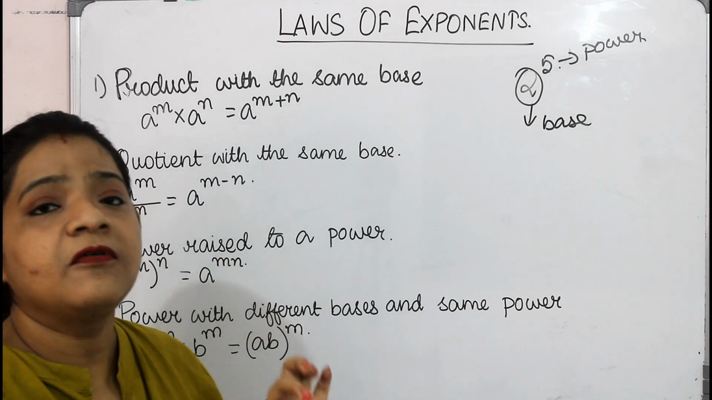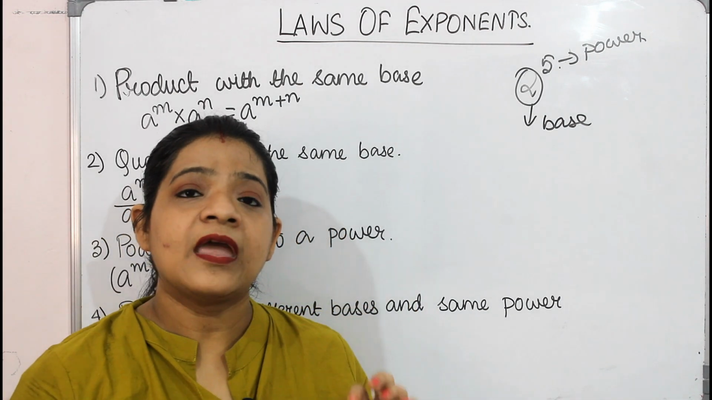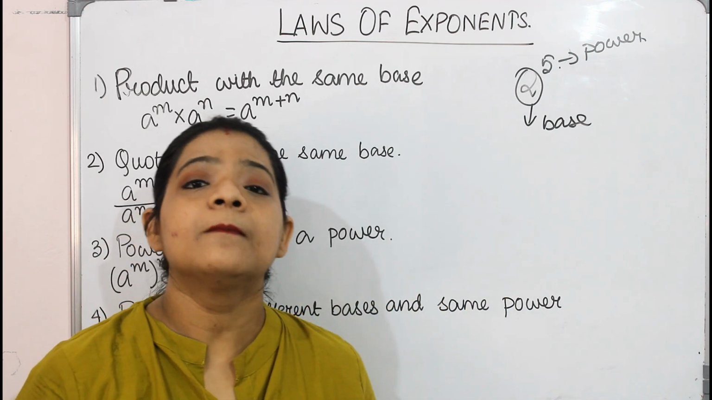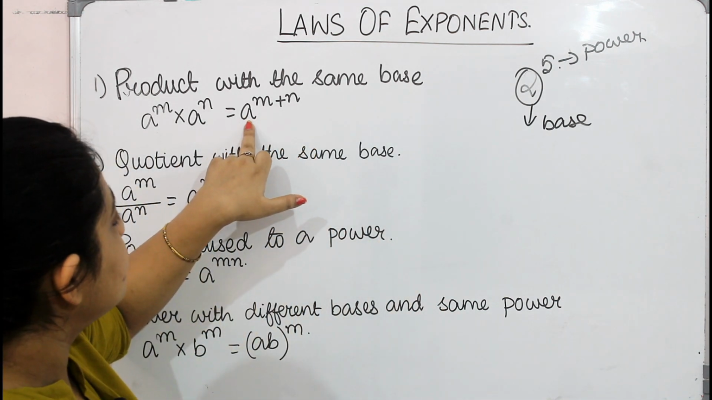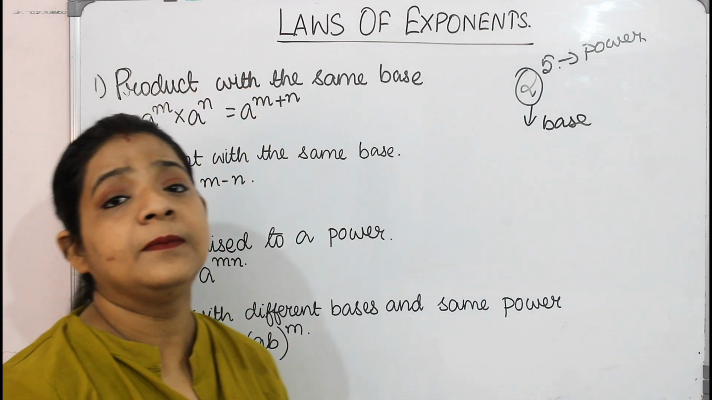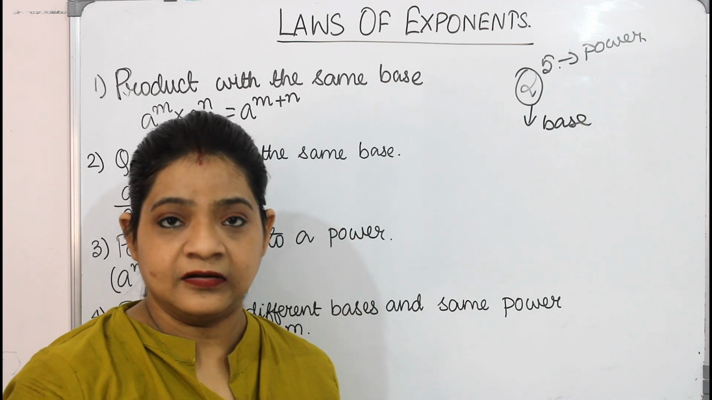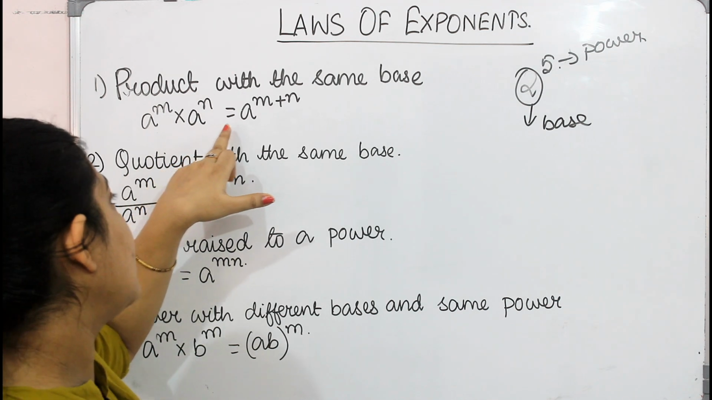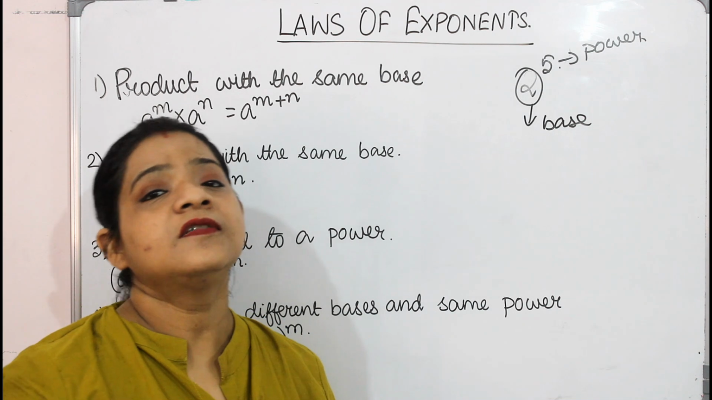Whenever you find two expressions having the same base but different powers being multiplied, the base remains the same and the powers will be added. Did you get my point? a to the power of m into a to the power of n equals a to the power of m plus n, which means the powers are being added.